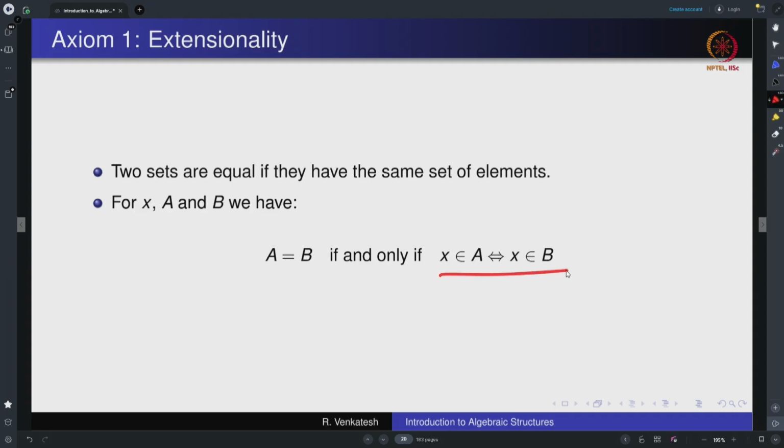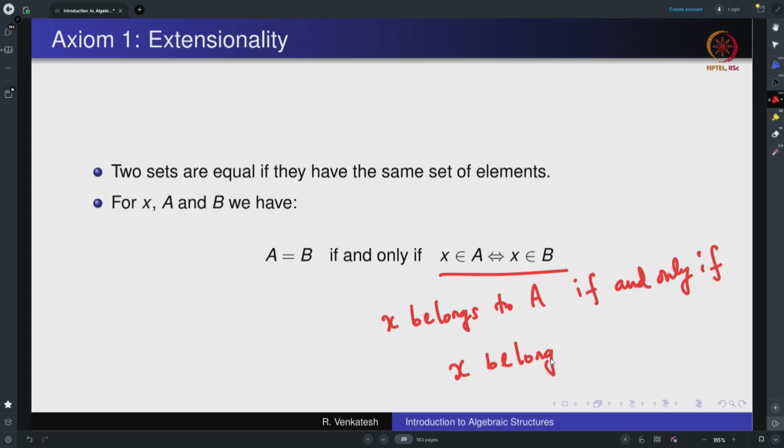So, this means x belongs to capital A if and only if x belongs to capital B. And this is the way we say that two sets are equal.